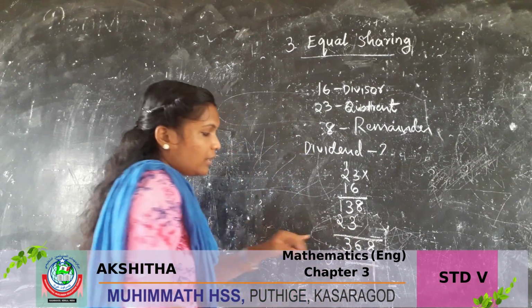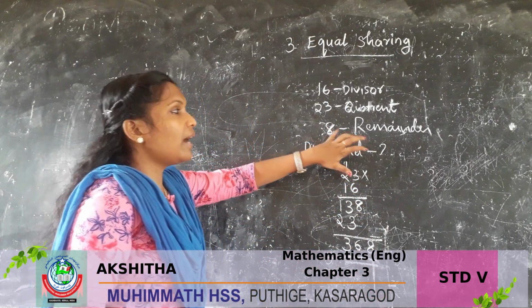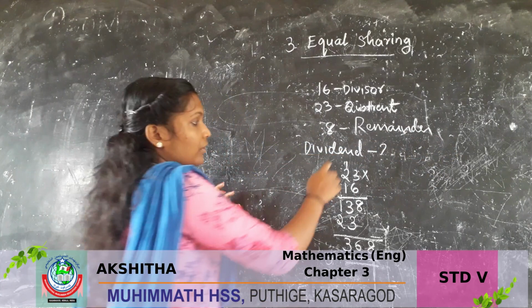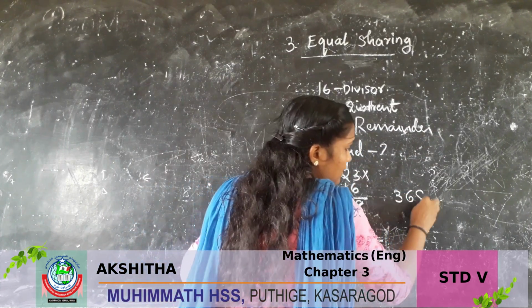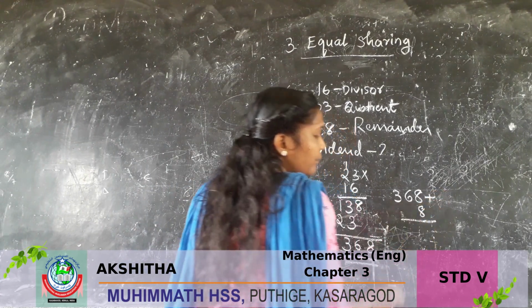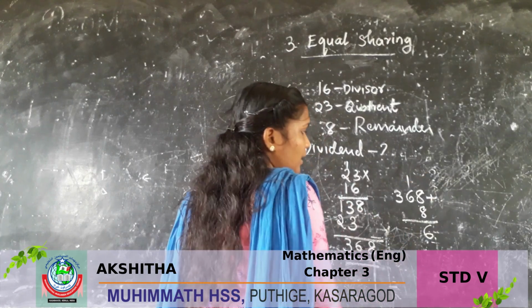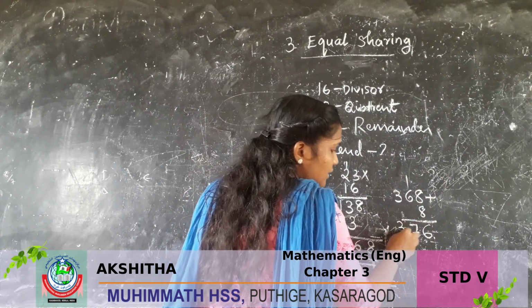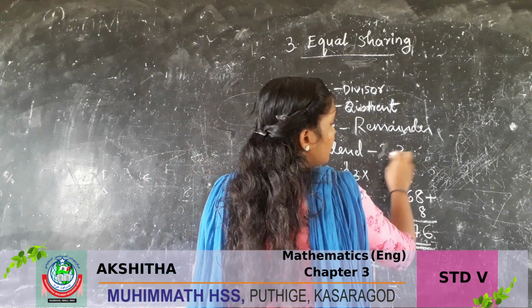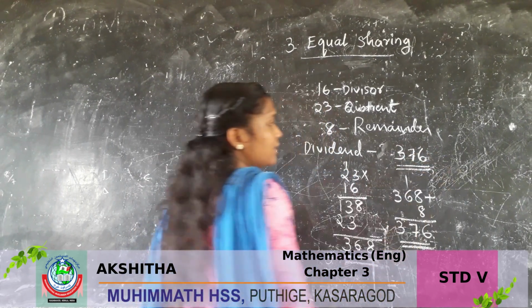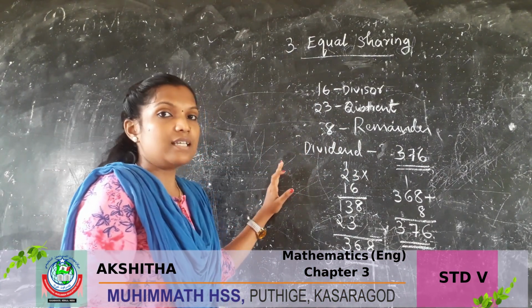So here 368. To get the dividend, we have to add the remainder, right? So what is the answer? 368 plus 8. 8 plus 8, 16. So we should write here 6, 1 here. 6 plus 1, 7. Plus 3 we should write right here. So dividend 376. Like this we can find out the dividend. Is it clear?